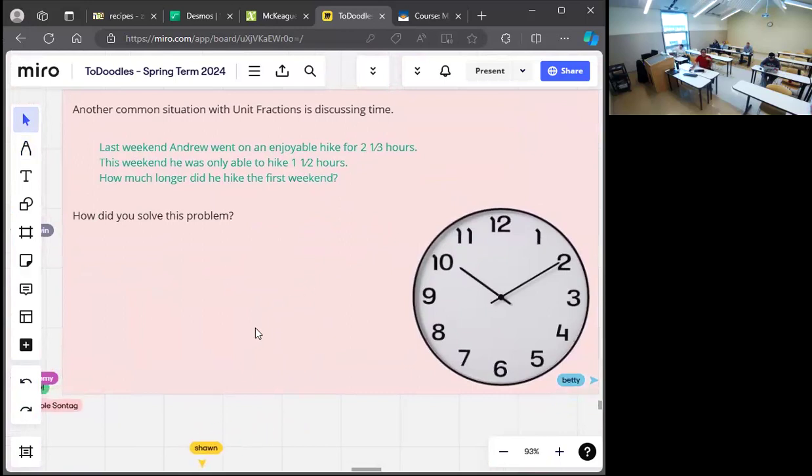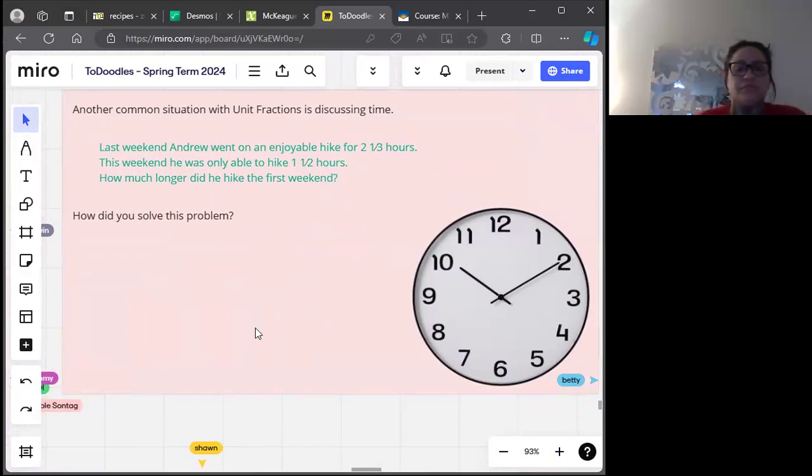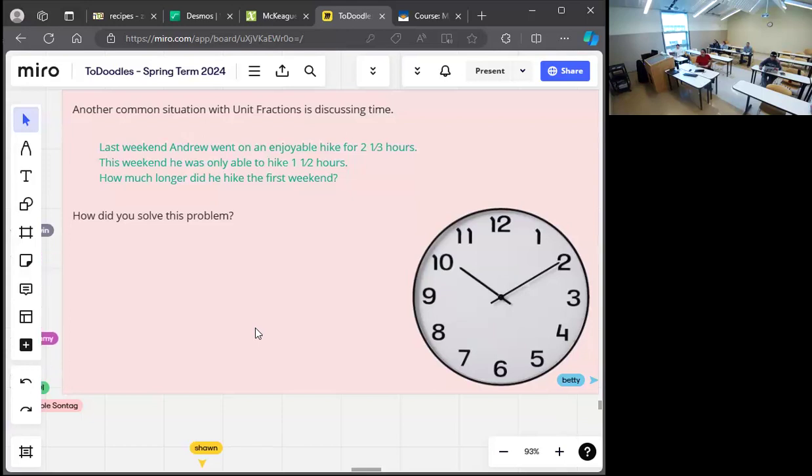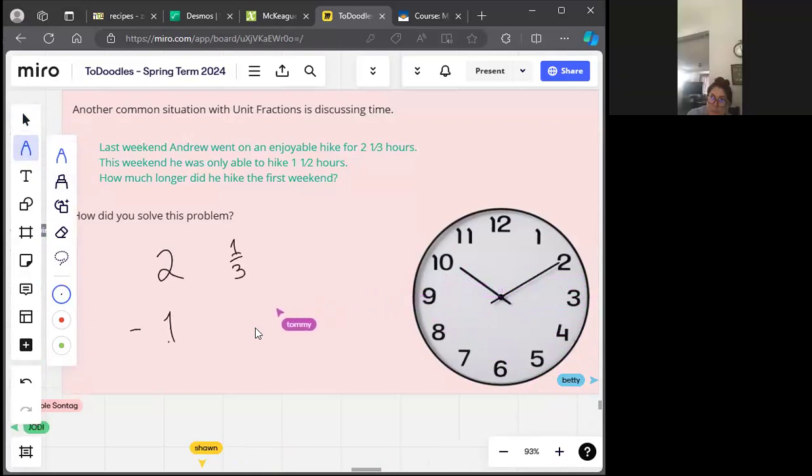Okay, this is a good one to think about at home. Clocks are a good way to think about fractions sometimes, or a good way to test if you can think about fractions other times. Last weekend, someone named Andrew went on a hike for 2.25 hours. This weekend, he's only able to hike 1.5 hours. How much longer did he hike? So what we're trying to do is 2.25 minus 1.5.